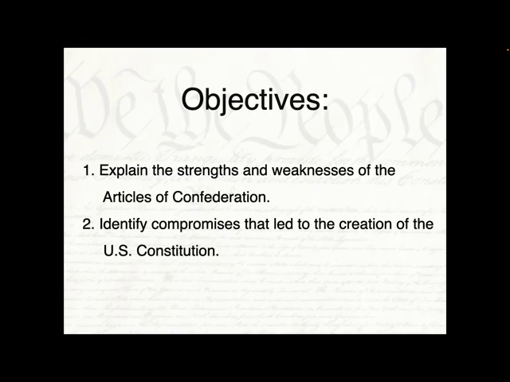I want to talk to you about our first national government and the strengths and weaknesses of our first national government, which were under a document called the Articles of Confederation.